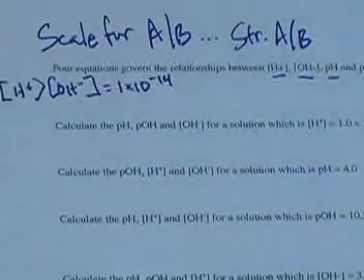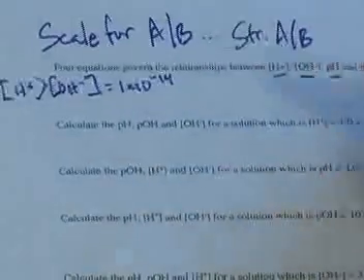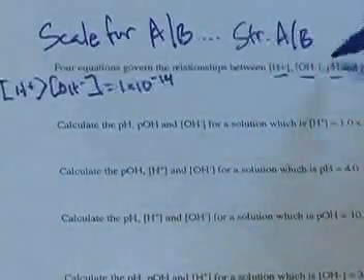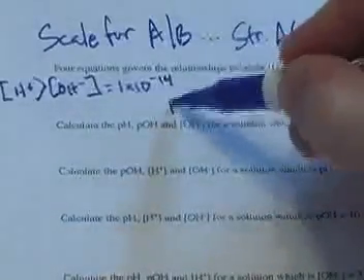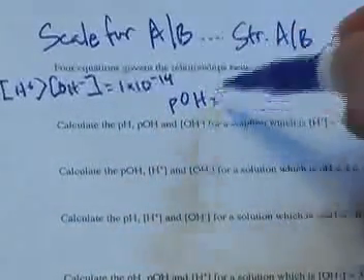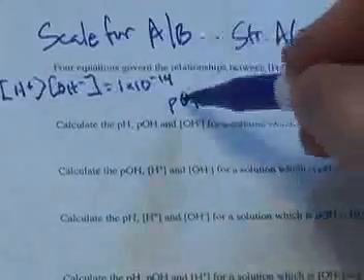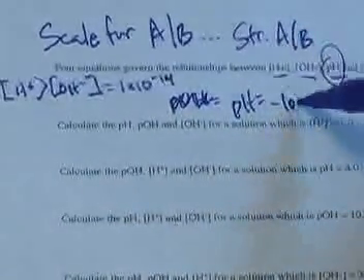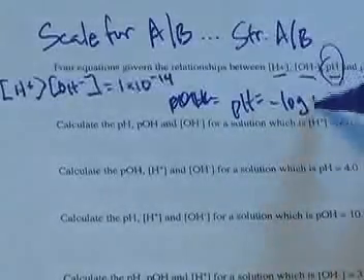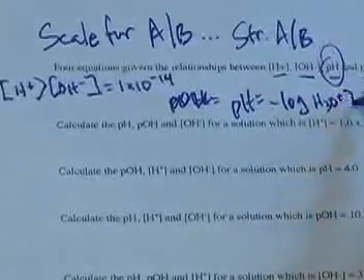The second equation comes from the definition of pH, which is the scale that allows us to rate how acidic or basic something is. And the definition of pH, why did I write pOH? pH is equal to the negative logarithm of the H3O plus ion concentration.